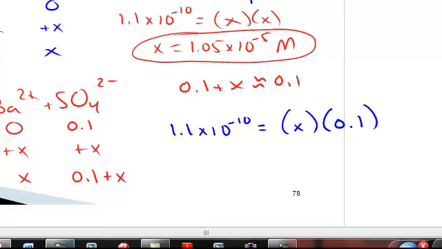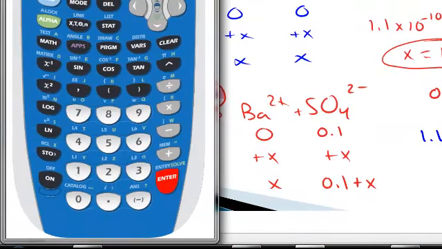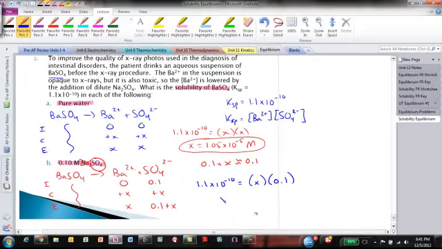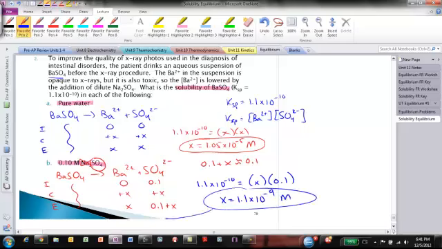And now when we solve this, all we have to do is divide 1.1 times 10 to the negative 10th by 0.1, and we get 1.1 times 10 to the negative 9th molar, which is the 1-to-1 ratio of barium sulfate. That's how much will dissolve. That's 10,000 times less than would have dissolved in the first place.